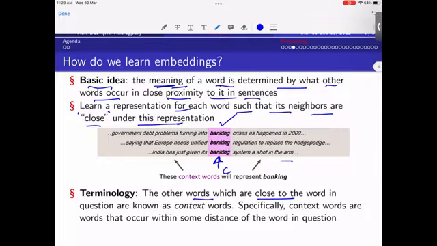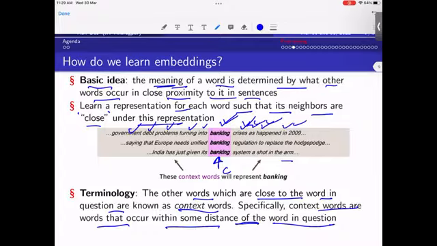The other words which are close to the word in question are called context words. So this is a context word, this is a context word, and so on. Now we can define a window. Context words are words that occur within some distance of the word in question. So this is the center word, and suppose we define a window of, say, 5 words, then plus 5 and minus 5. Within plus or minus 5 distance, all are context words. It can be that these words occur very frequently with this word banking.